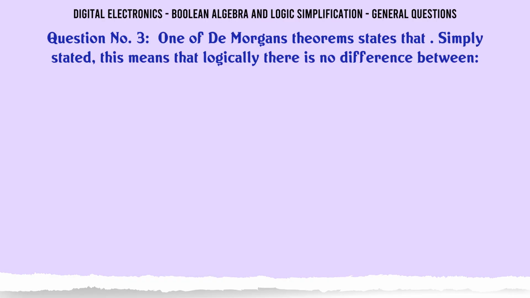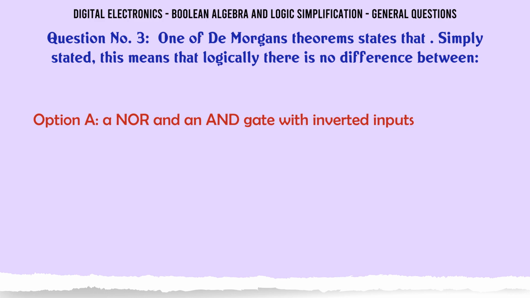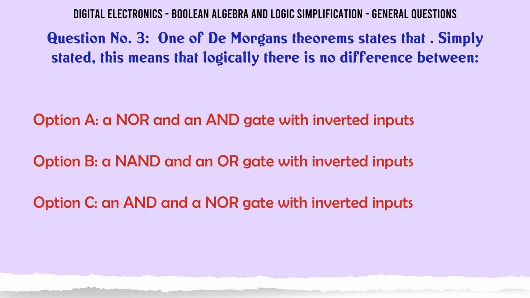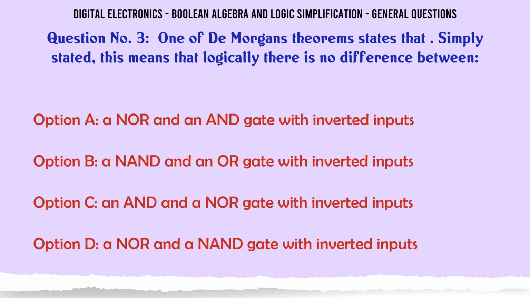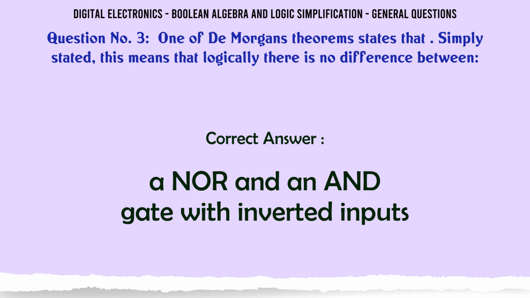One of De Morgan's theorems states that, simply stated, this means that logically there is no difference between: A, a NOR and an AND gate with inverted inputs; B, a NAND and an OR gate with inverted inputs; C, an AND and a NOR gate with inverted inputs; D, a NOR and a NAND gate with inverted inputs. The correct answer is a NOR and an AND gate with inverted inputs.